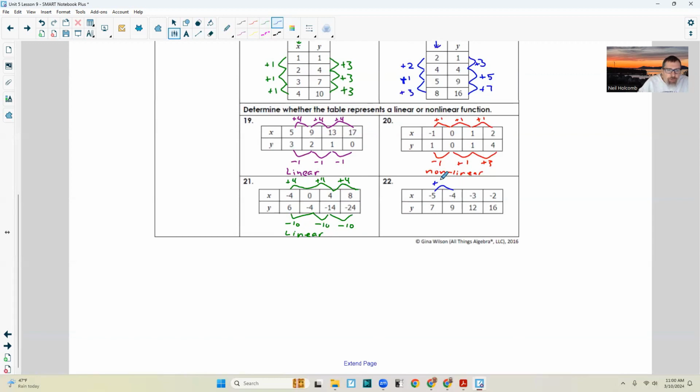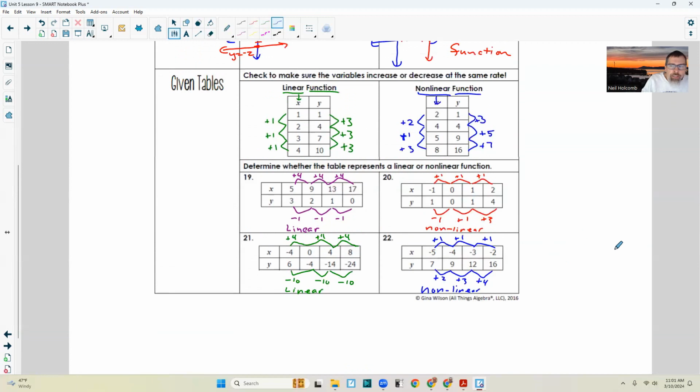Negative 5 to negative 4 is a plus 1. Negative 4 to negative 3 is a plus 1. Negative 3 to negative 2 is plus 1. 7 to 9 is plus 2. 9 to 12 is plus 3. I'm done. 12 to 16 is plus 4. This is non-linear because these are different. So that's determining whether something's linear or non-linear given a table.